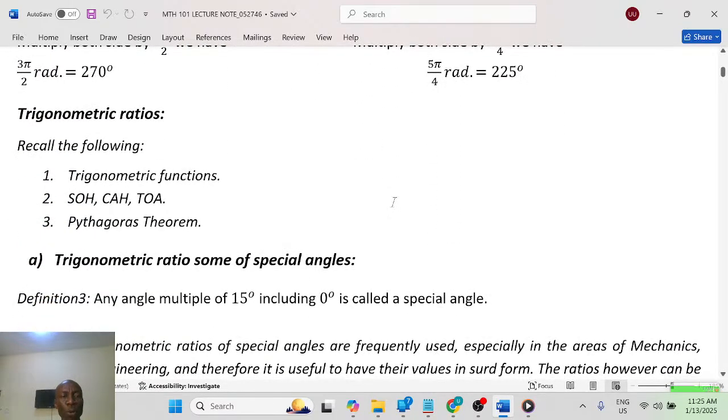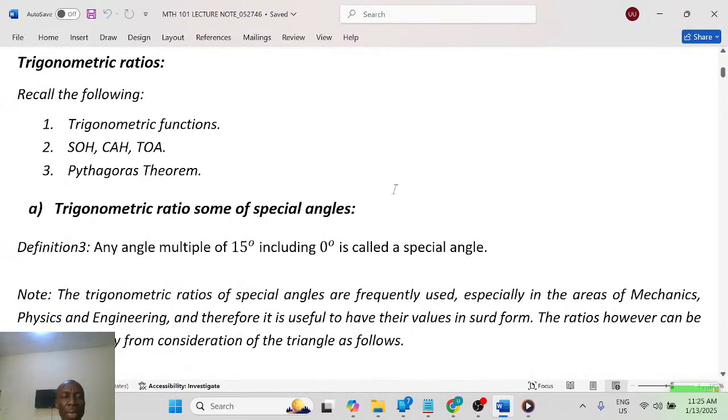Now we come to trigonometrical ratios. Under trigonometrical ratios, we'll be looking at trigonometrical functions. We'll look at SOHCAHTOA, that is, sine equals opposite over hypotenuse. Cosine is adjacent over hypotenuse. Tan is equal to opposite over adjacent. After that, we'll look at Pythagoras theorem. Now, before diving into this, we want to look at the trig ratios of special angles.